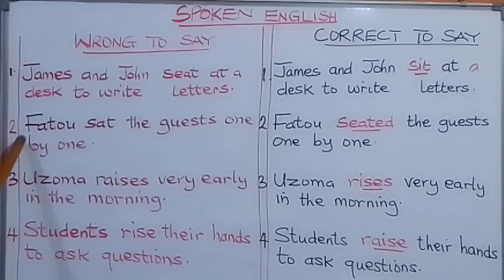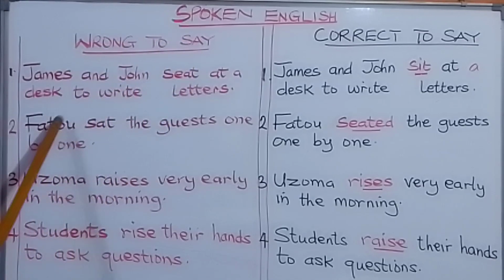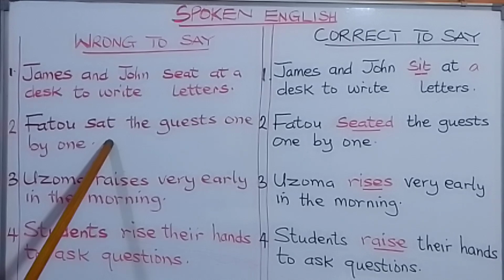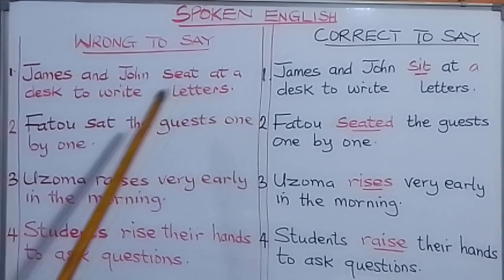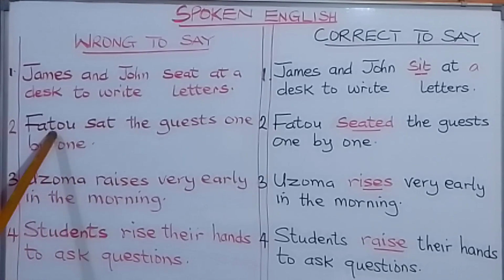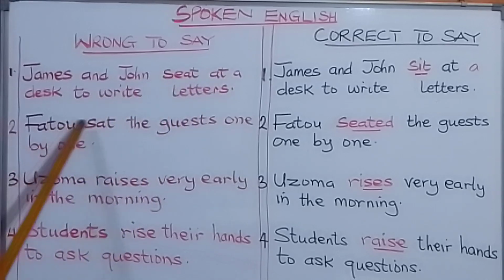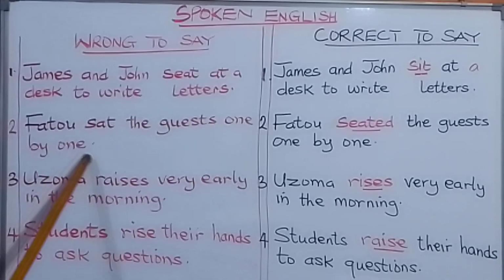Number 2. Wrong to say: Fatu sat or sits the guests one by one. SAT is the past tense of SIT. Don't say, wrong to say, Fatu sat or Fatu sits the guests one by one.